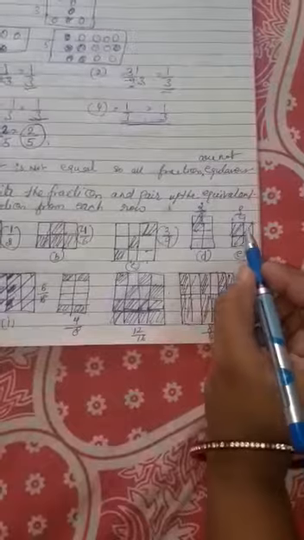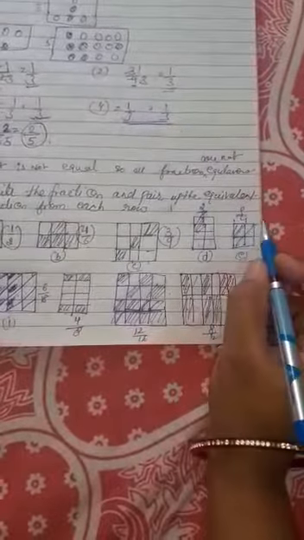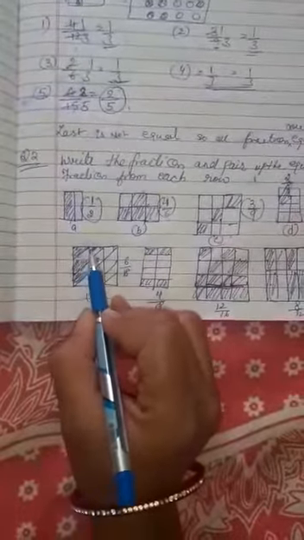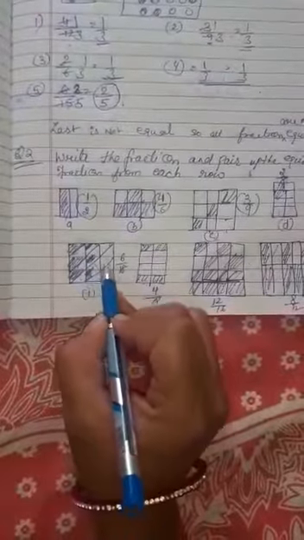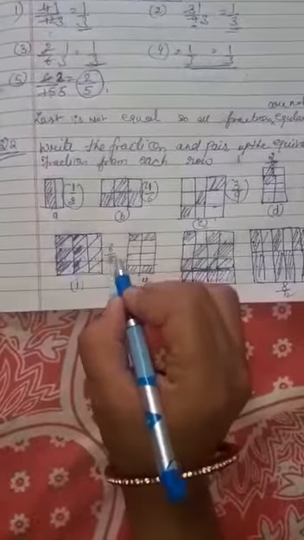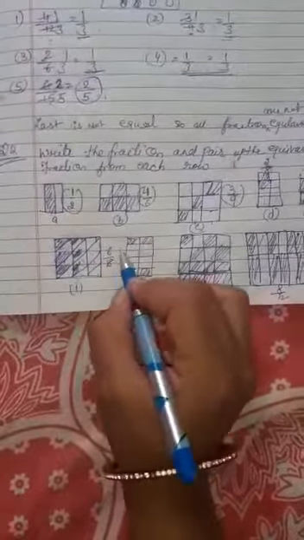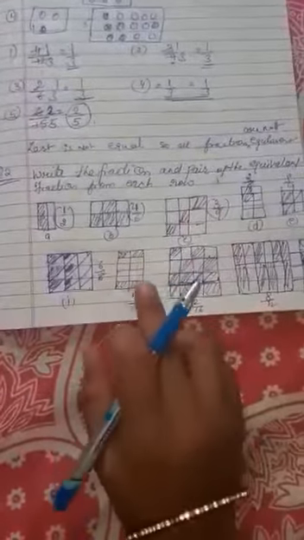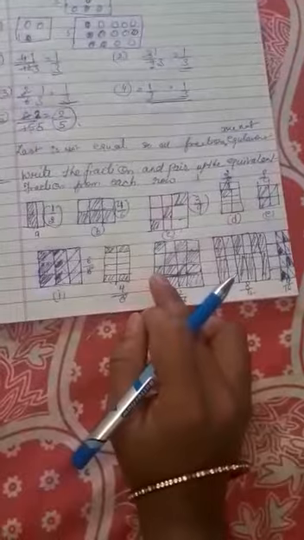Now here also 1 2 3 4. 4 is the denominator and 3 is the numerator. Here also you can count 1 2 3 4 5 6 7 8 9 10 11 12 13 14 15 16 17 18. 18 is the denominator and 6, the shaded portion, is the numerator. You will count on your own. You will identify these things: the total region is the denominator and the shaded part is the numerator. Now we will go on.